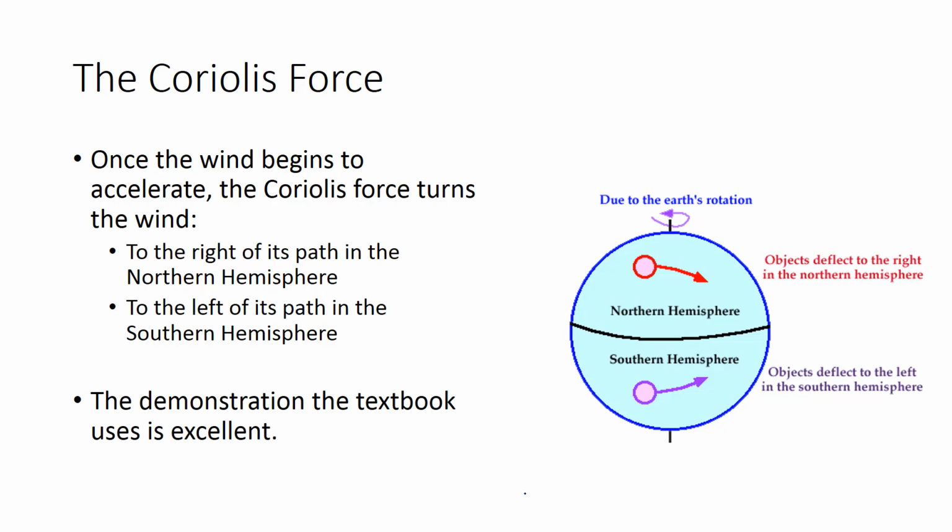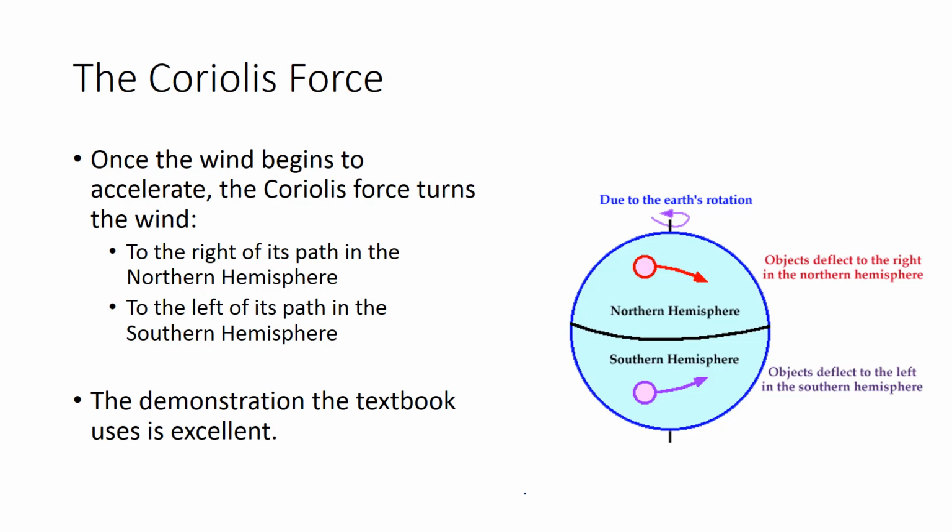The textbook has a really good demonstration on how this works, and there's a video demo that I'll include in the comments as well as on this assignment. I didn't do it, so I can't take credit for it, but it works really well. Basically, if you are moving in a straight path, but what's beneath you is rotating, that's going to curve your path. That's exactly what the Coriolis force does: it turns you to the right in the northern hemisphere and to the left in the southern hemisphere.